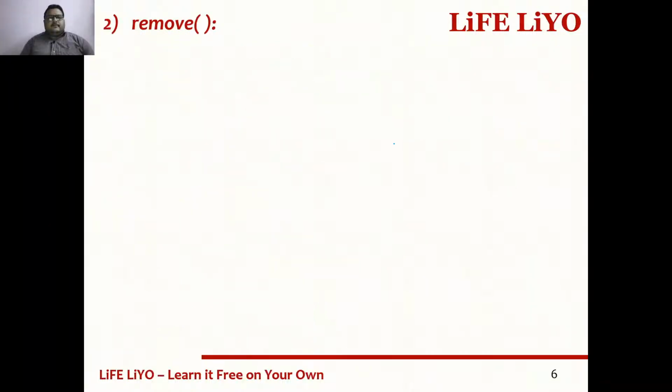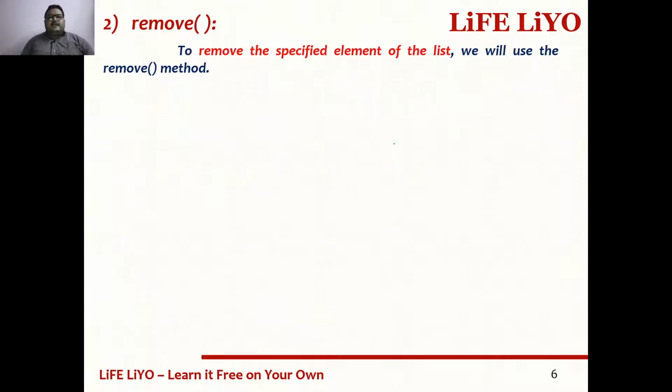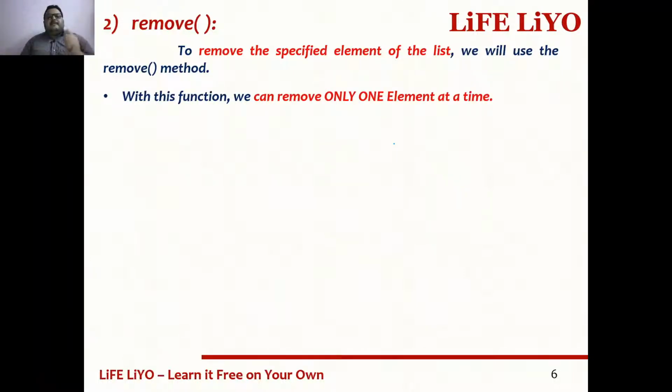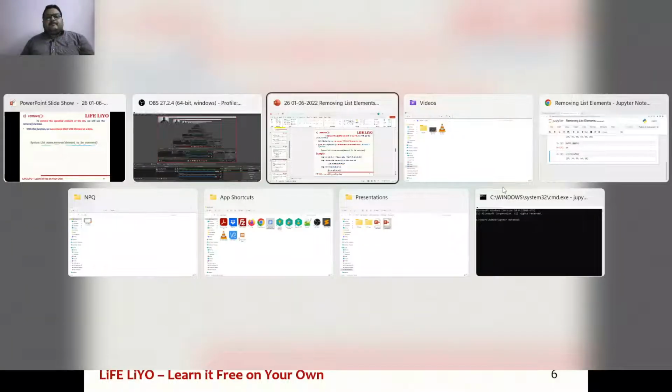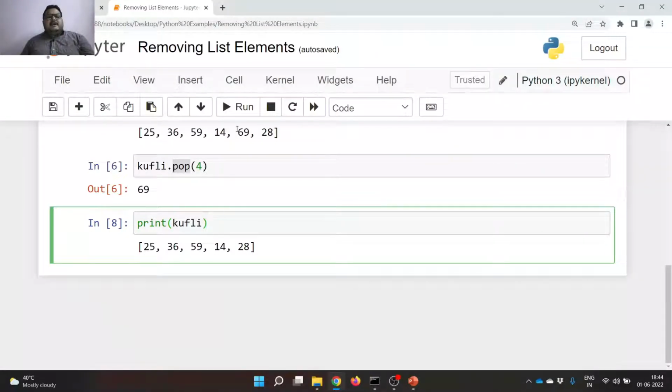Next, remove. The remove method is used to remove a specified element from the list. How many elements can we remove with the remove method? Only one element at a time. The syntax is the same: list name dot remove, and the element to be removed. In the pop method we passed the index, and based on the index position the element is removed. In the remove method we directly pass which element is to be removed, instead of the index position. Let's take an example. This is the Kufli list which I have.